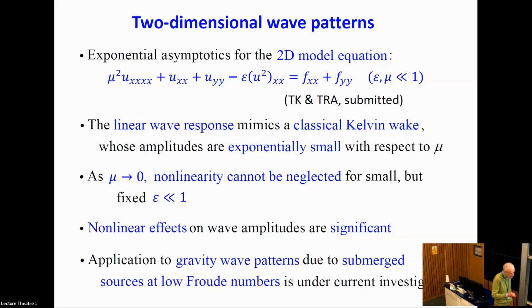These are the Kelvin wakes and how they're affected by low Froude number when the body is submerged. Now, this equation here, which I have written, I claim that this 2D model equation is a very convenient equation for developing a theory, exponential asymptotics in two spatial dimensions. That has not been done before, as far as I know, because among other things, you cannot use complex variables for the two-dimensional problem. So it is much more difficult.